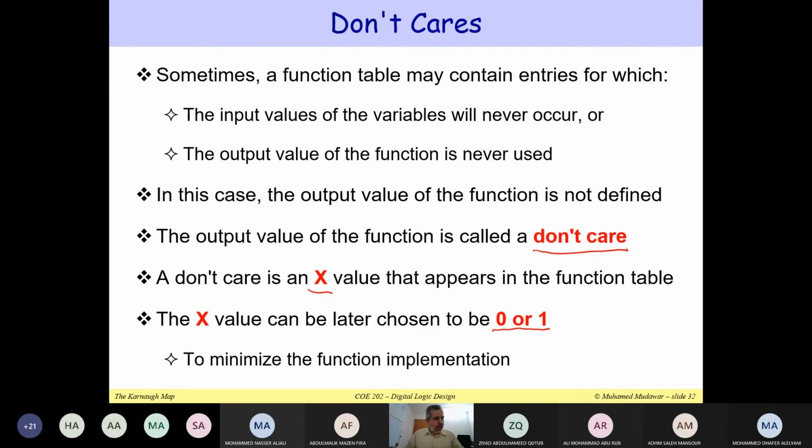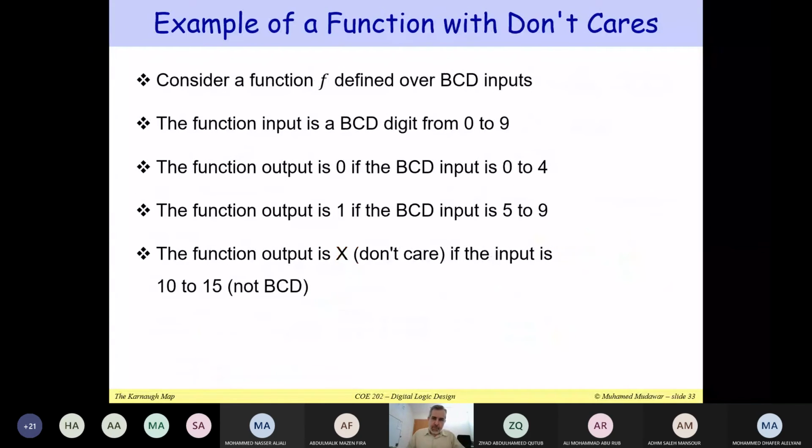Now, whether to choose it to be 0 or 1 does not really matter. What's important is that we can choose its value to minimize the implementation of the function. So when I would like to minimize a function that has don't cares, this gives me more flexibility to choose the value of the don't care to be either 0 or 1 to obtain a minimal expression for the function. I'm going to give you an example of a function with don't cares.